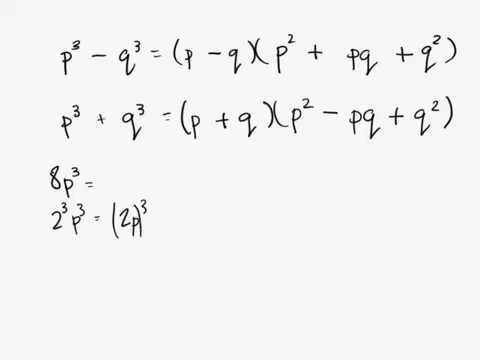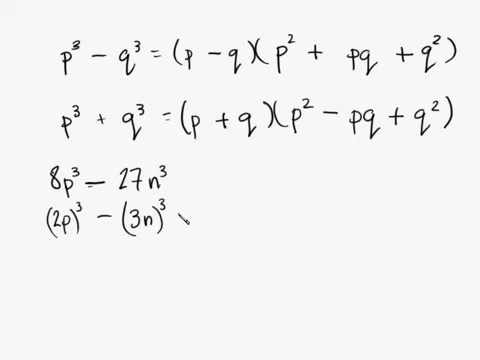Alright, so actually let's use what we wrote here before. Let's change this to, instead of equal, let's make that a minus sign. And we'll write this as 27 n cubed. Okay, so this is 2p the quantity cubed minus 3n the quantity cubed. This is equal to this.